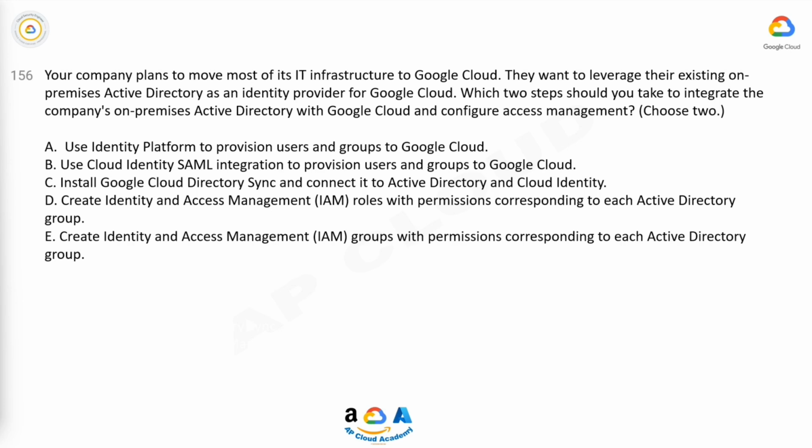B. Use Cloud Identity SAML integration to provision users and groups to Google Cloud. C. Install Google Cloud Directory Sync and connect it to Active Directory and Cloud Identity. D. Create Identity and Access Management (IAM) roles with permissions corresponding to each Active Directory group. E. Create Identity and Access Management (IAM) groups with permissions corresponding to each Active Directory group.